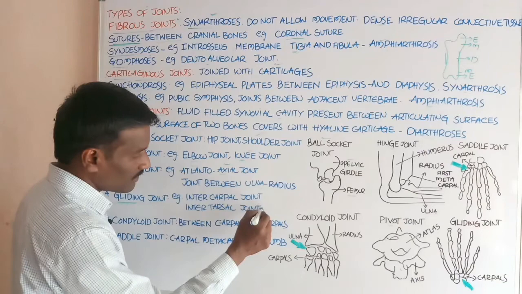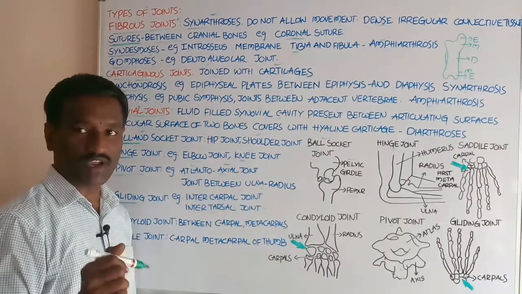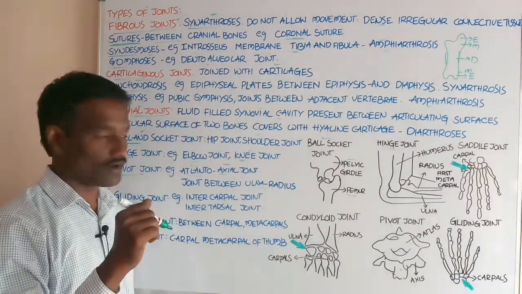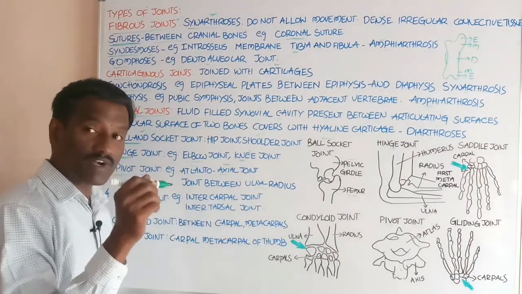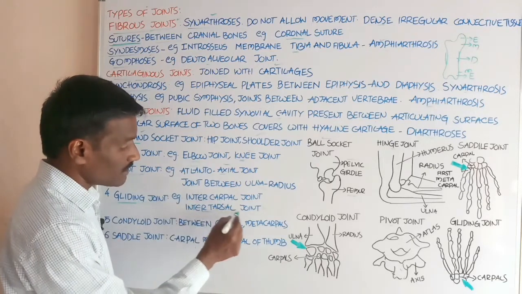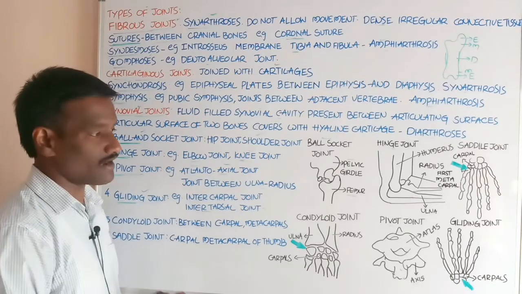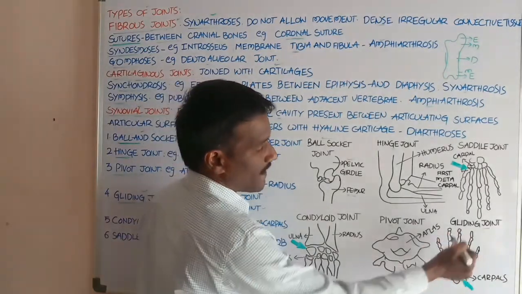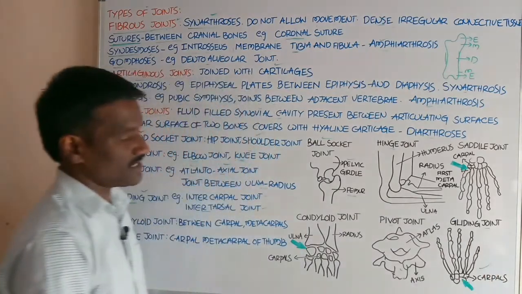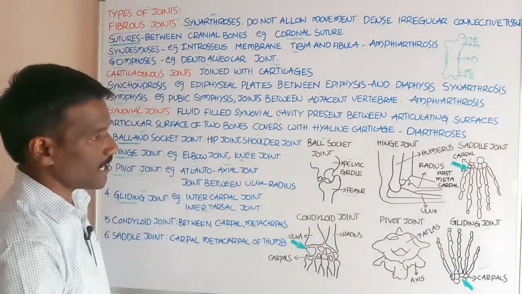The joint between the tarsals. Tarsals are the bones present in the hind limb. These are also called ankle bones. The joint between the tarsals is called the intertarsal joint. These are examples of gliding joint. Okay student, this diagram shows the joint between the carpals, called a gliding joint.